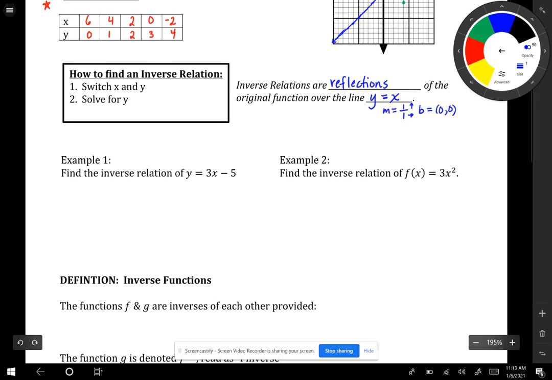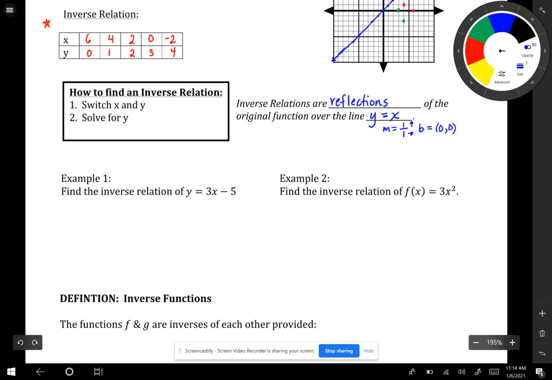Okay, now for our examples 1 and 2, we are actually going to find the inverse relations without having to make a table of values, which is so much nicer. We are going to follow these 2 steps right here, and I will label my steps for you because that makes it a lot easier. Step number 1, switch x and y.